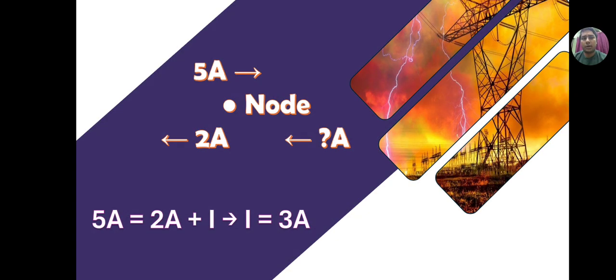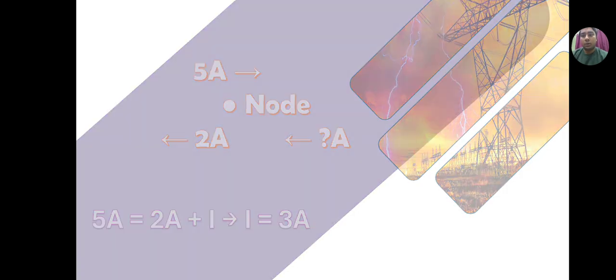So let us understand through an example. Here we can see that 5 ampere current enters the node and 2 ampere leaves. So the remaining current must be 3 ampere leaving the node. This satisfies Kirchhoff's current law.